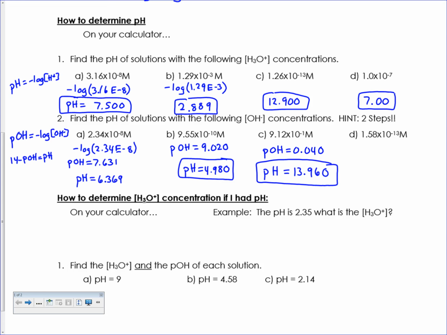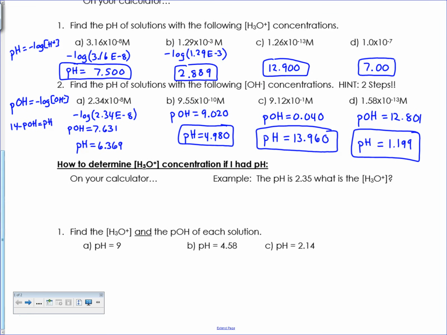And then the last one, plug it in, negative log of 1.58 times 10 to the negative 13. We get pOH equals 12.801, which means that pH is going to equal 1.199. All right, so that is going from concentration of hydrogen to pH and concentration of hydroxide to pH.